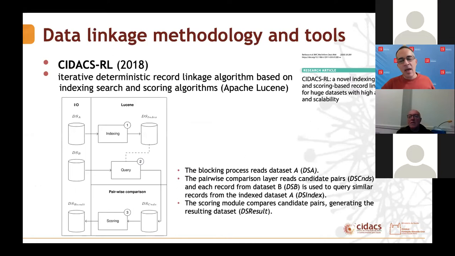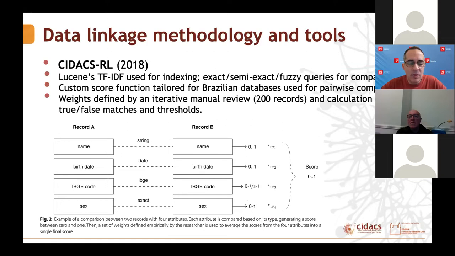And the current tool we are using in CIDACS is the CIDACS RL. So this is based on Apache Lucene. And basically what we do is use some Lucene functions for indexing the biggest data set. And then we use this indexed data set to compare against the second data set and perform some queries. The basic idea behind these queries is to retrieve the most similar pairs. And then we pass this into a scoring function to decide about matching or not and choose the best records. So this is a kind of two big stage pipeline involving indexing, querying, and then scoring, okay? And for the index, we rely on some Lucene functions as well.